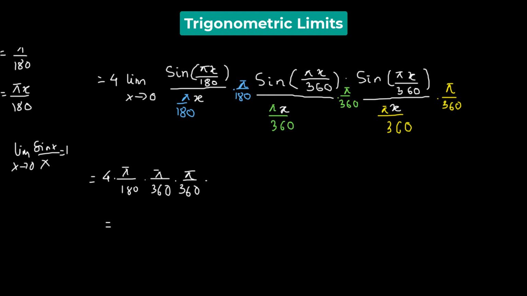So let's multiply this. So we have 4 times pi cube divided by 180 times 360 times 360. Before that, we can do one more thing. We can cancel out this 4 with the 360. So 4 times 90 is 360. So we can get rid of this 4 in the numerator. So we'll have pi cube over 90 times 180 times 360. So this is going to be the limiting value of the given function when x tends to 0.